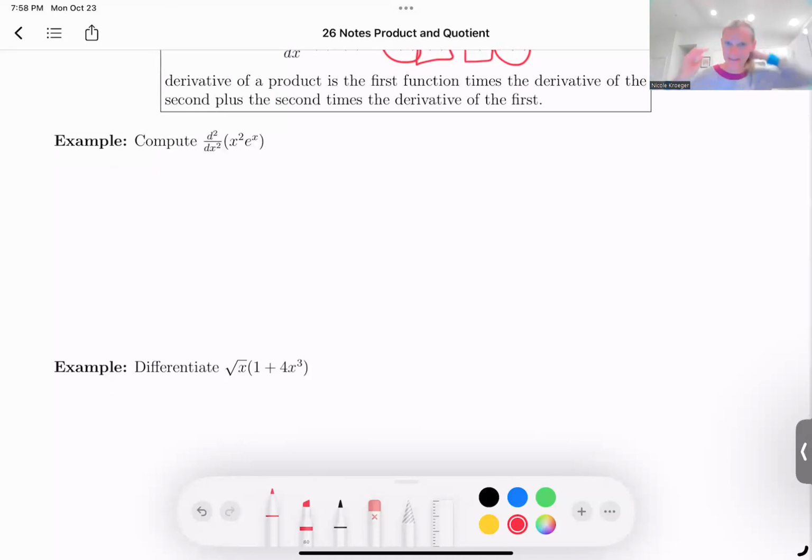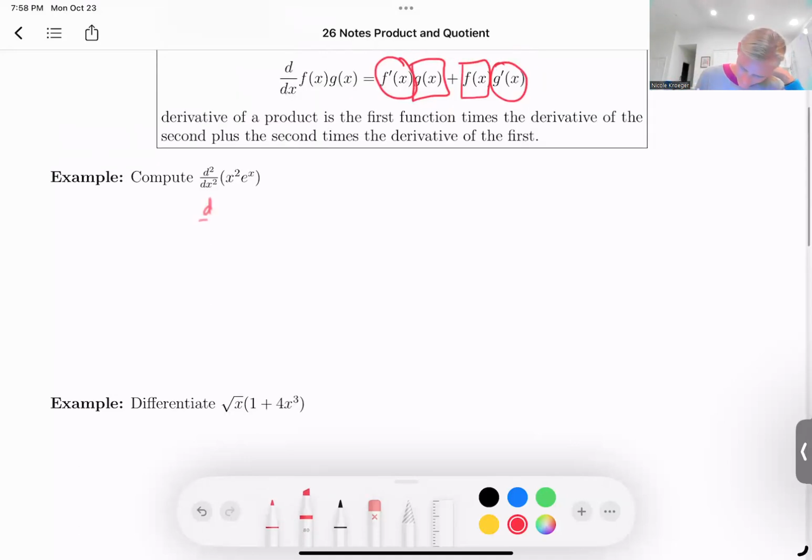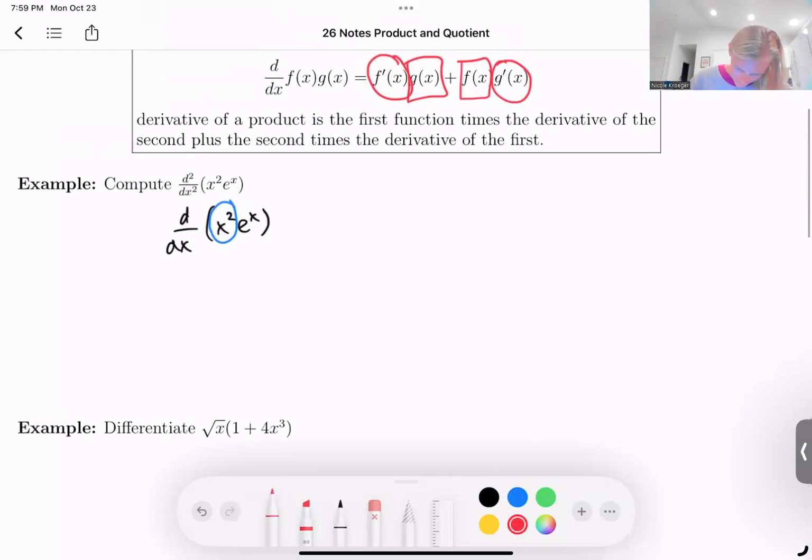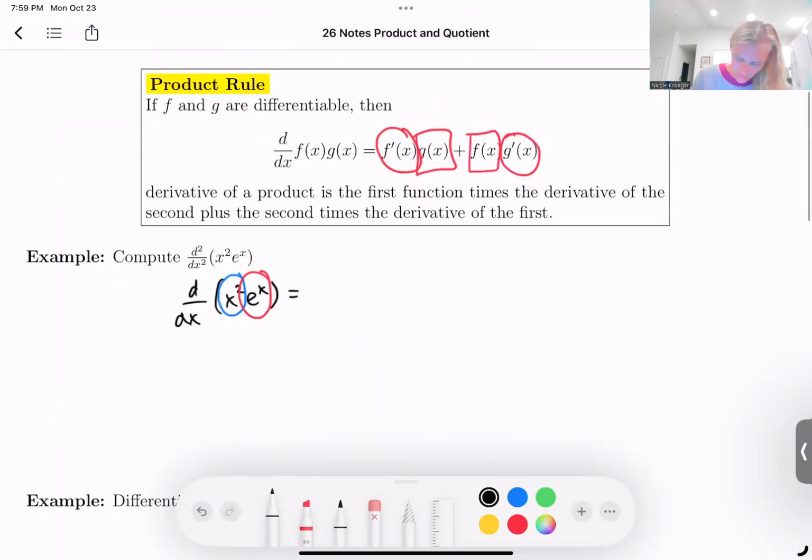Ooh, so this one's going to make me take a second derivative. So the first derivative of this guy. I have x squared times e to the x. There's multiplication there. This is not something I can simplify at all. So I have two different functions. I have x squared and I have e to the x. So I'm going to start out by taking the derivative of x squared, which is 2x.